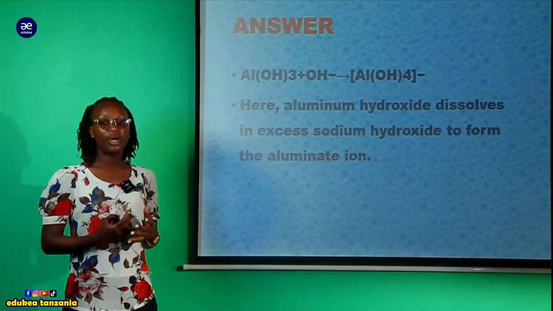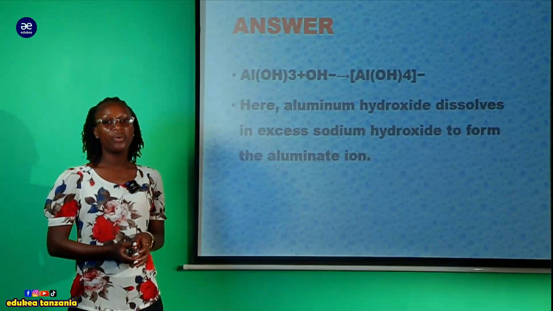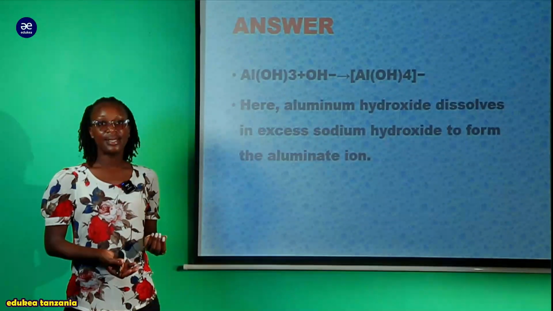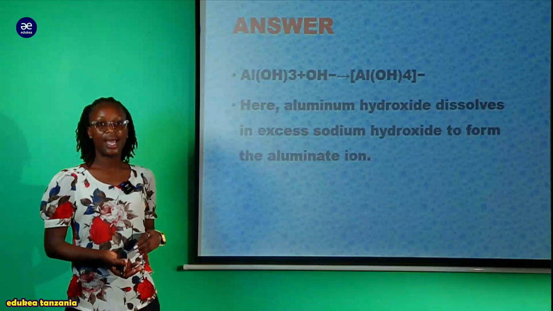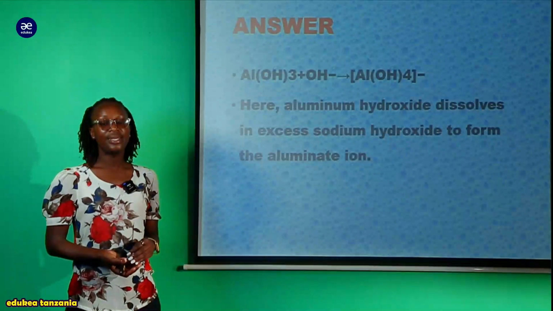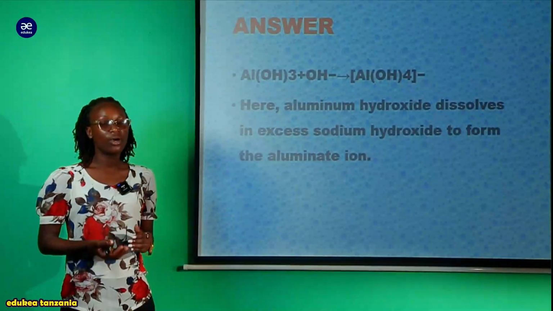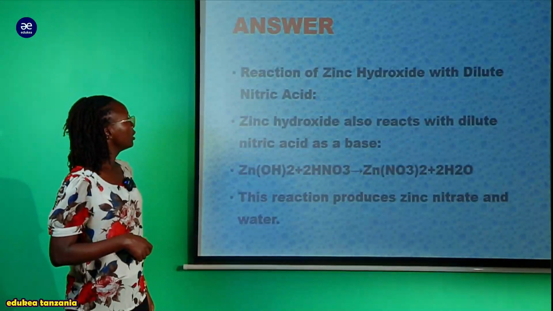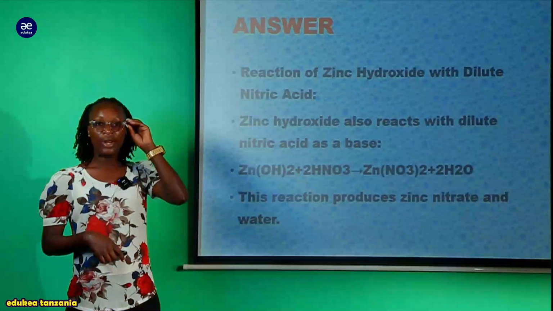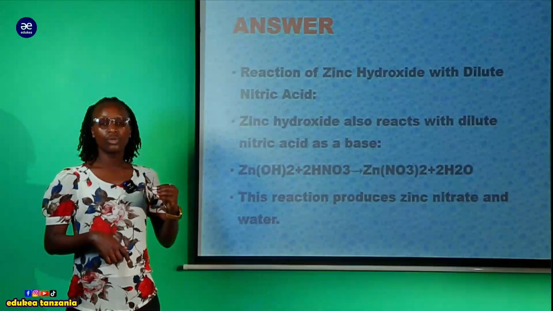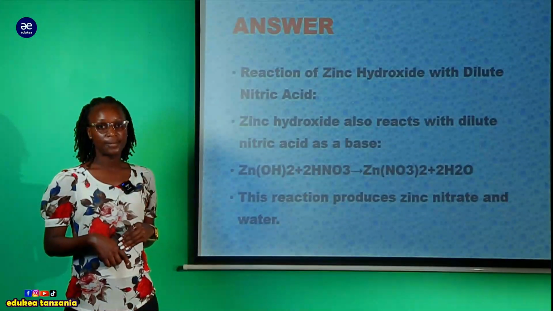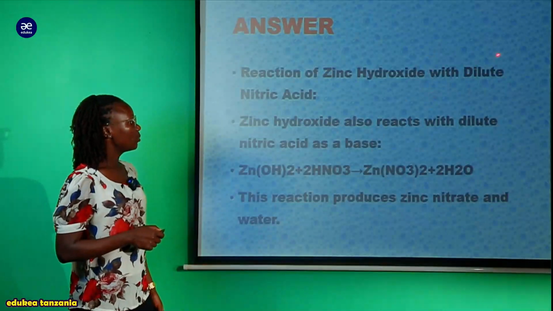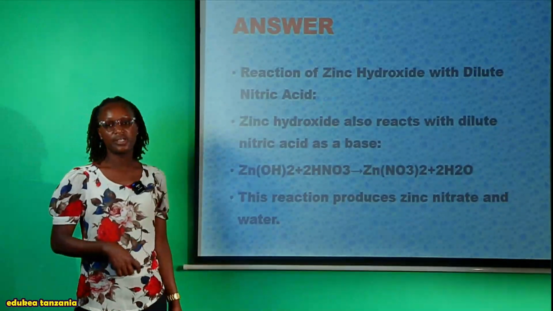Kwa hiyo aluminium hydroxide ni amphoteric compound, na ukireactisha na nitric acid ina act as a base, lakini ukireactisha na excess sodium hydroxide ina act as a acid. So that is all about our question. So now twende tukaone another example. Kumbuka tulikuwa tumedeal na 3 examples. Another one is the reaction of zinc hydroxide with the dilute nitric acid.